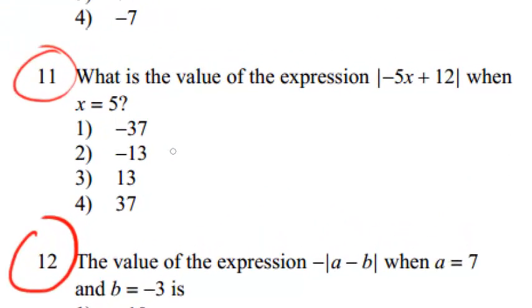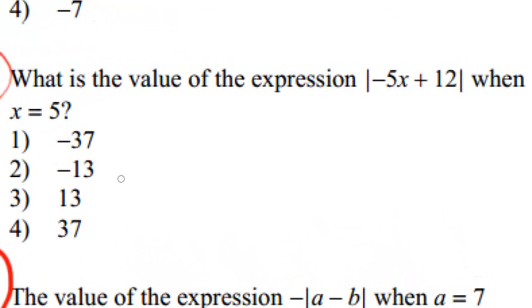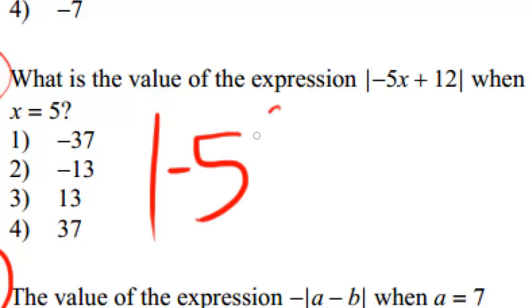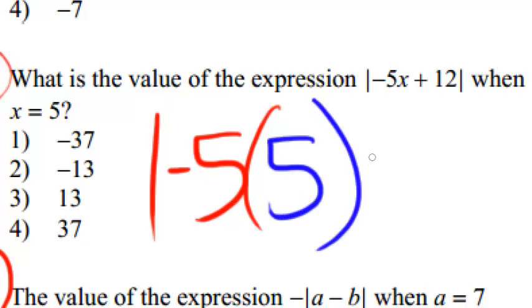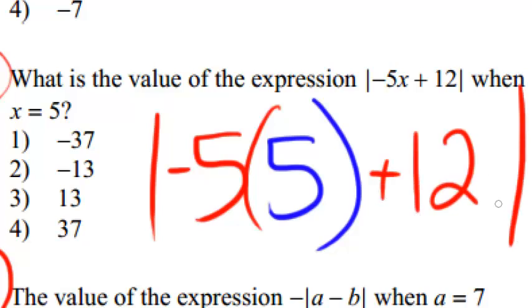Question 11 asks, what is the value of the expression absolute value of -5x plus 12, end of absolute value? So what I'm going to do is write absolute value, -5, open parentheses, 5, plugging it in, close parentheses, plus 12, close absolute value. So how do we punch this into the calculator?